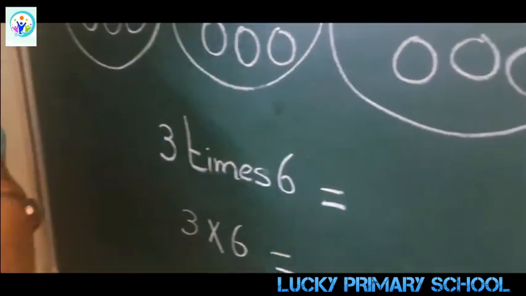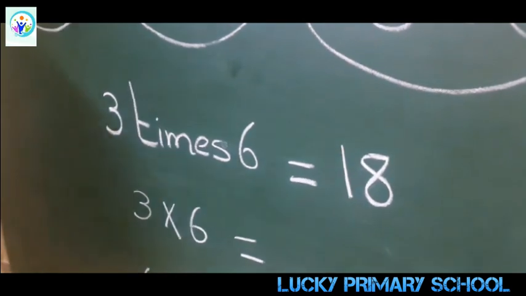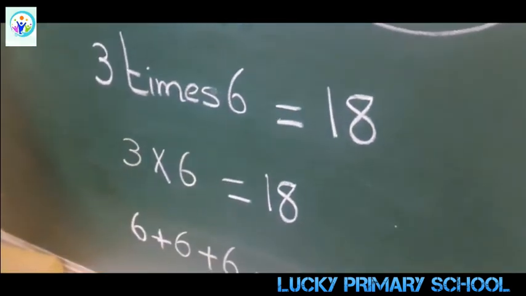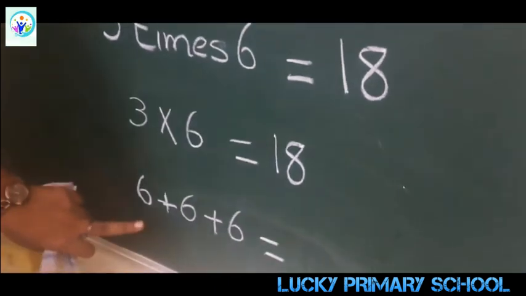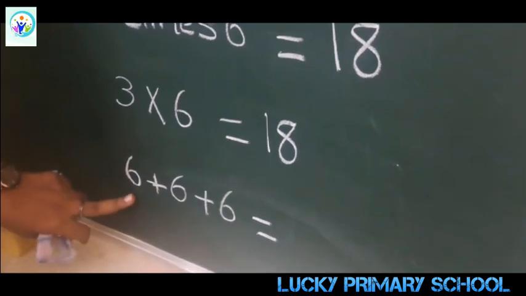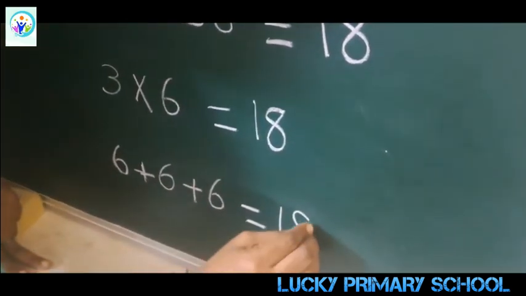Right. So 3 times 6 is equal to how much? 18. So it's nothing but 3 sixes, right? So in the same way, multiplication is nothing but what? Repeated addition of same number. Here we are doing 3 times 6. So 6 is added 3 times. That is equal to 18.